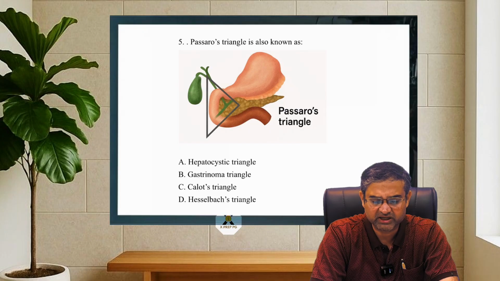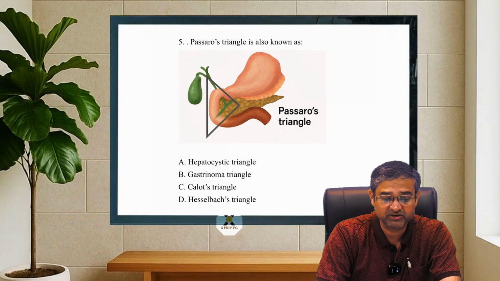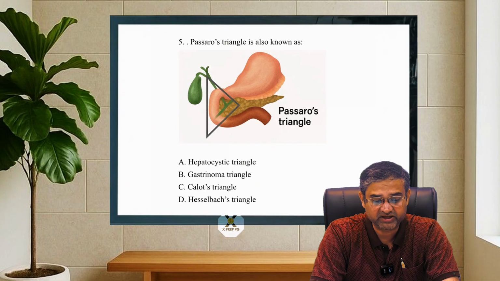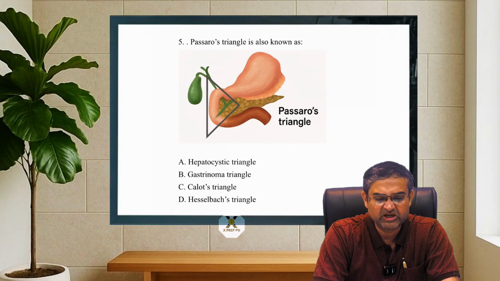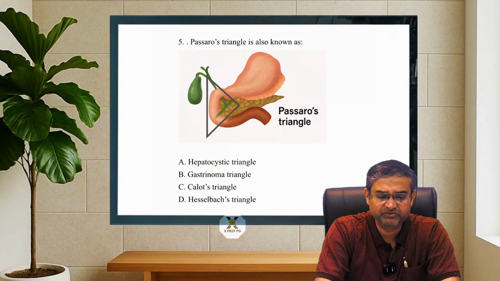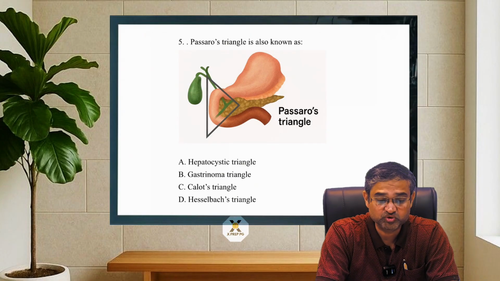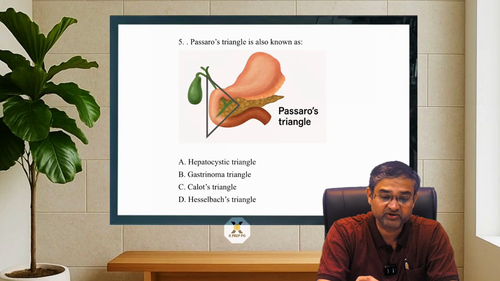So we have to answer what is the other name for this. The other name for Passaro's triangle is gastrinoma triangle. Why is it gastrinoma triangle? Because see the boundaries of this triangle. Superiorly, there is junction of cystic duct and common bile duct.